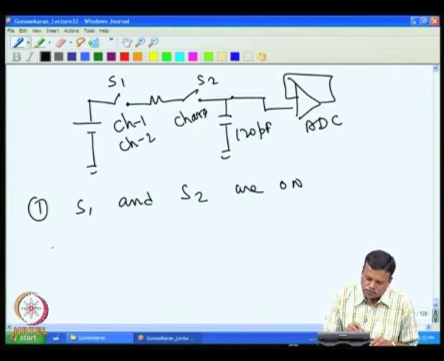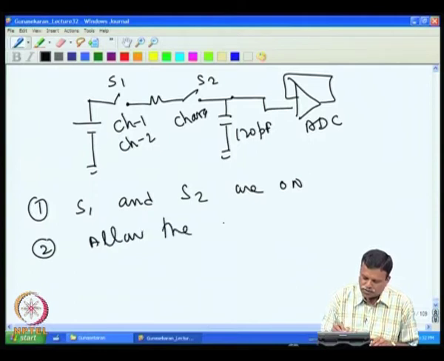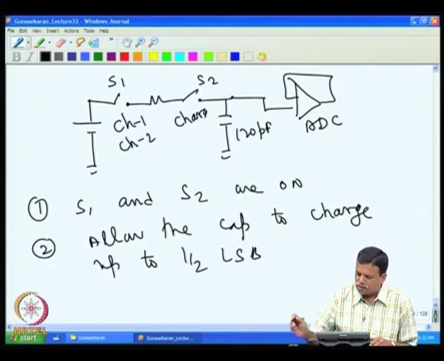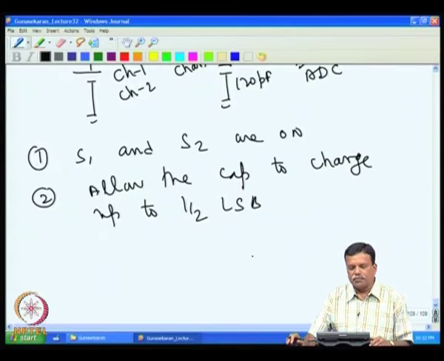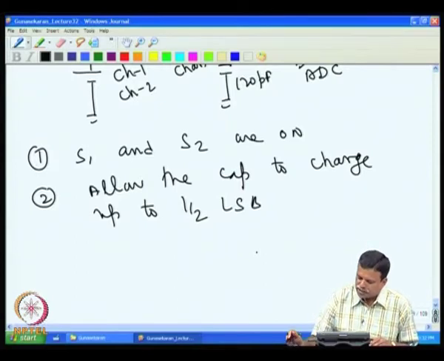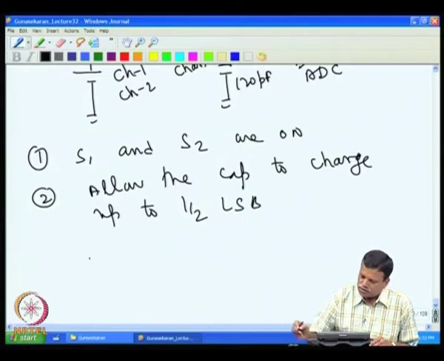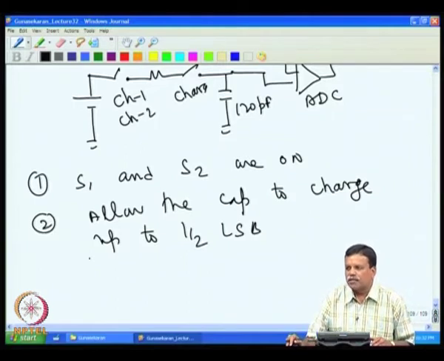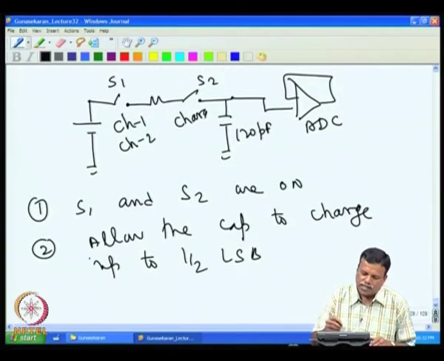Now, allow the capacitor to charge up to half LSB, because if it is a 10-bit converter and we want 1 LSB accuracy minimum, then I should allow the voltage to charge here up to half LSB, so that I can allot half LSB error to this.